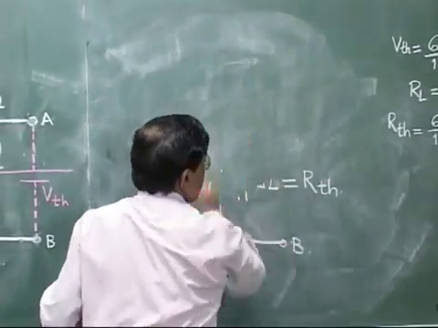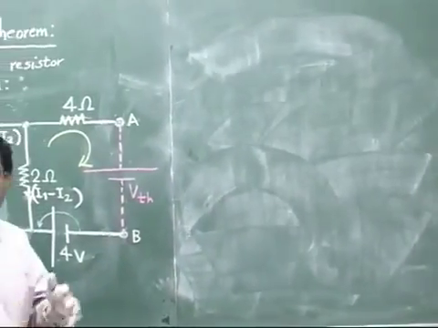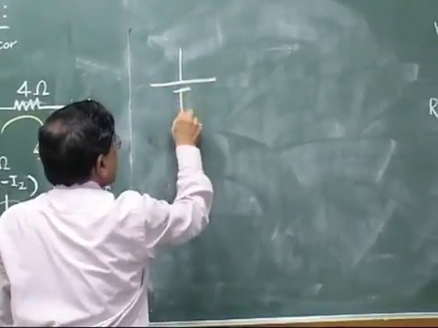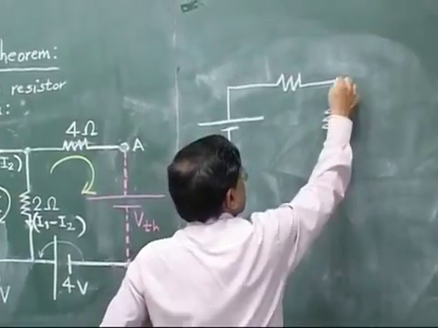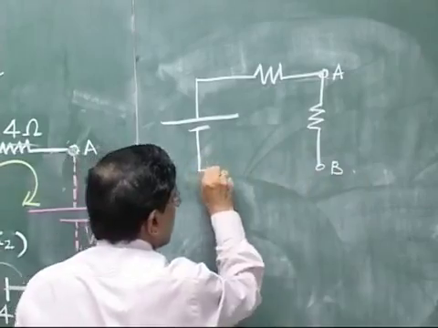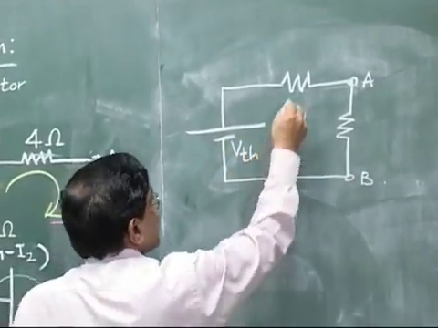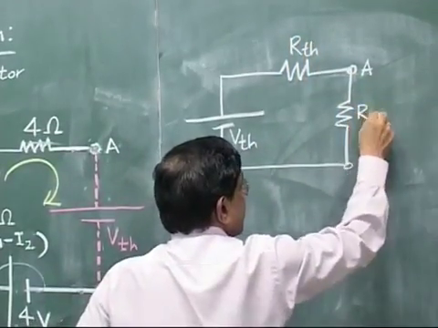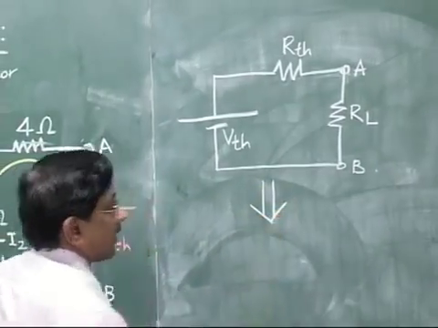And finally you can represent your entire given circuit with a very simple circuit. We know that our simple circuit finally must be in the form like this, where this must be VTH, this must be RTH, and this must be our RL. So this circuit now we will draw for our given circuit.